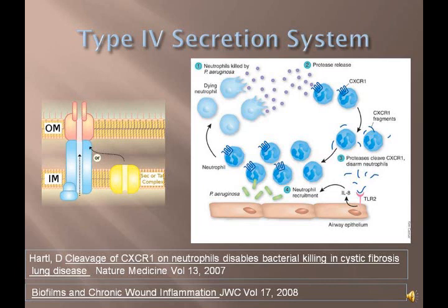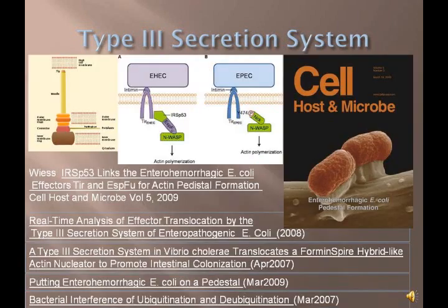And it does it through secreted, well-documented effector molecules through a type 4 system. We've reviewed that in our article, Biofilms in Chronic Wound Inflammation, in Journal of Wound Care. So if you want a more complete analysis of excessive neutrophils and how some of these molecular mechanisms work, we've got a lot more references in there.